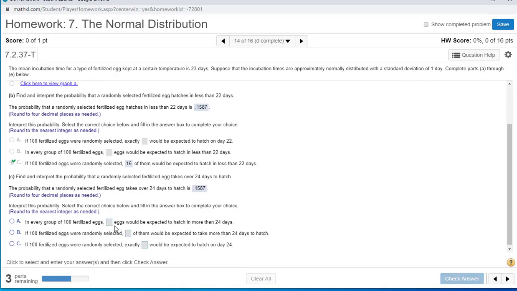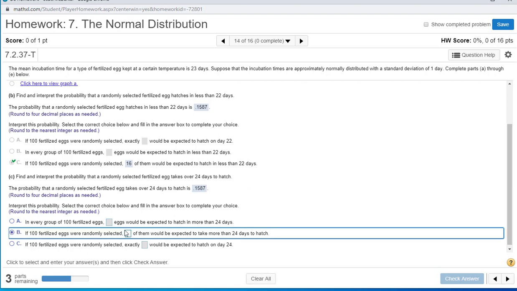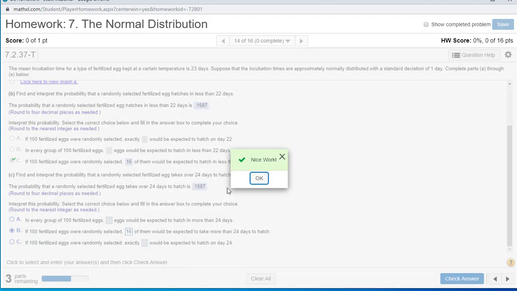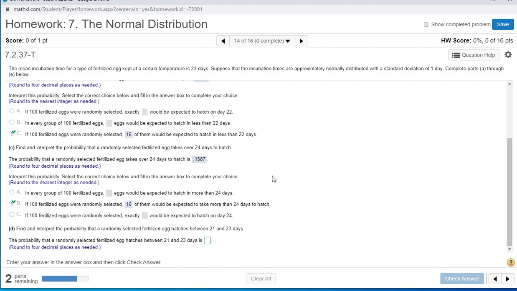Okay, so very similar interpretation. In every group? No. Exactly? No. It's going to be like the B part. We sort of expect 16. You wouldn't be surprised if it were a little bit less, a little bit more.